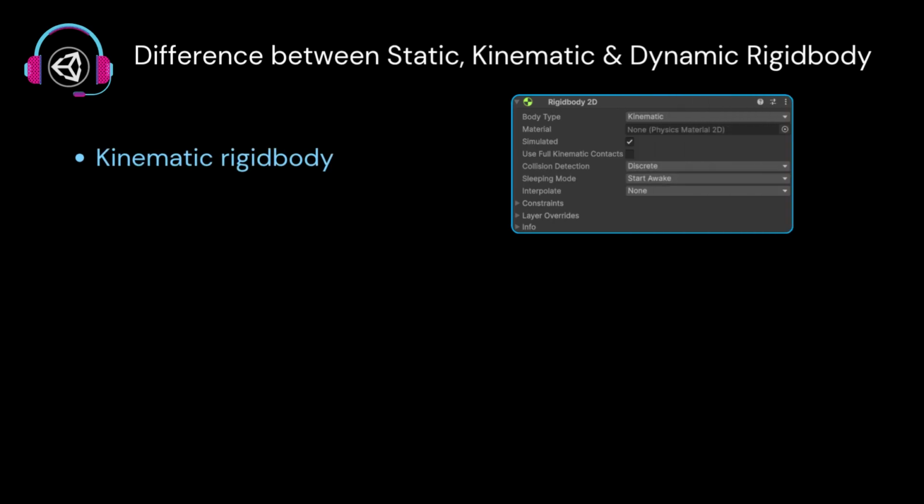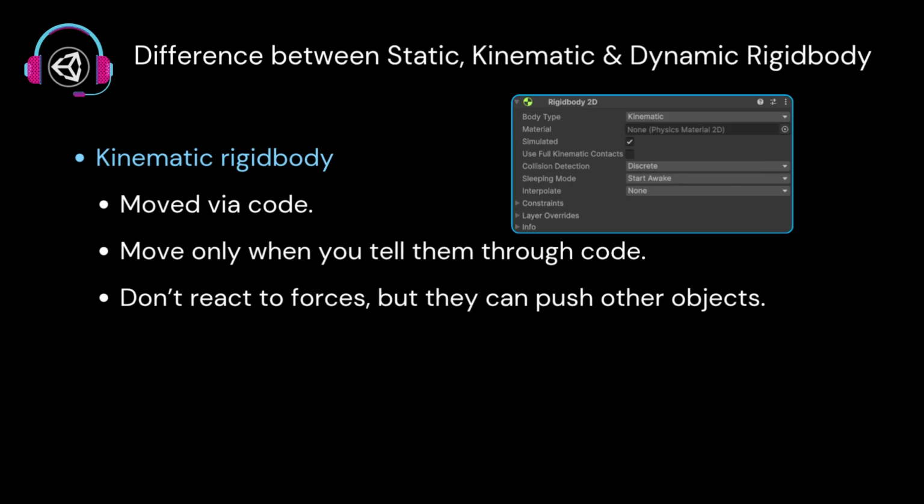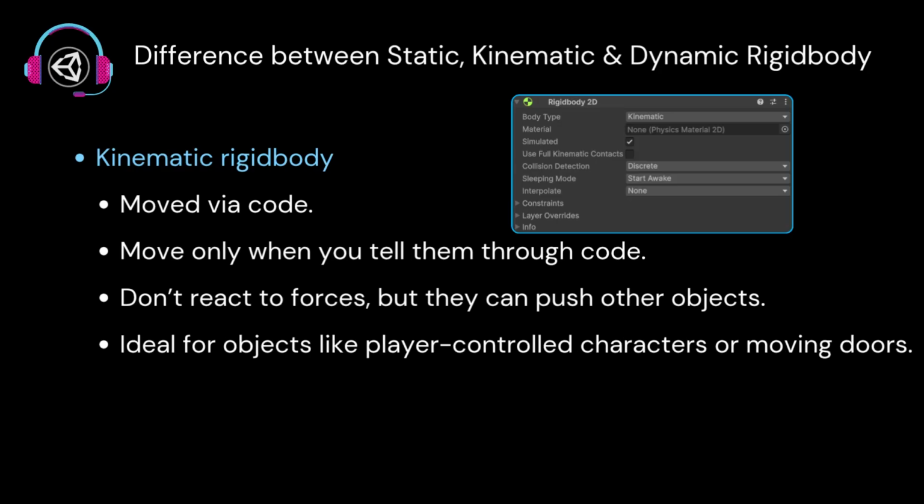Kinematic rigid bodies are moved via code, like MovePosition and MoveRotation, rather than external forces. It means kinematic rigid bodies move only when you tell them through code. Kinematic rigid bodies do not react to force like gravity, but they can push other objects. They are ideal for objects that need custom controlled movement but still need to detect collision, like player-controlled characters or moving doors. Kinematic rigid bodies take more processing than static rigid bodies because they require manual movement updates, but less than dynamic bodies.